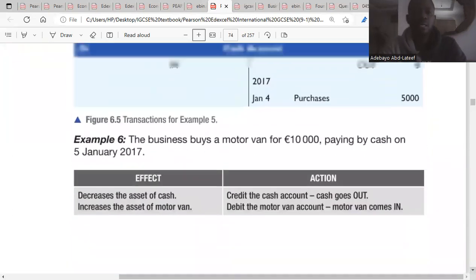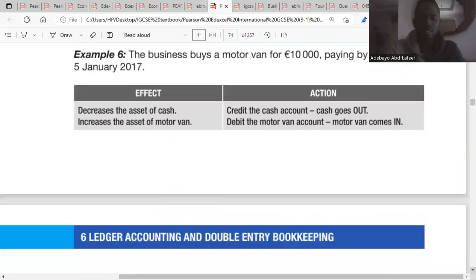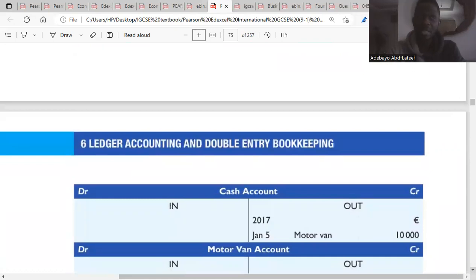The business buys a motor van for 10,000 euros, paying by cash on 5th of January 2017. So here we bought a motor van. We have our asset of motor van increasing, and at the same time our asset of cash reducing. So we're going to debit motor van account and we're going to credit cash account. Any question about that? So our asset of cash is still reducing because we bought a motor van.